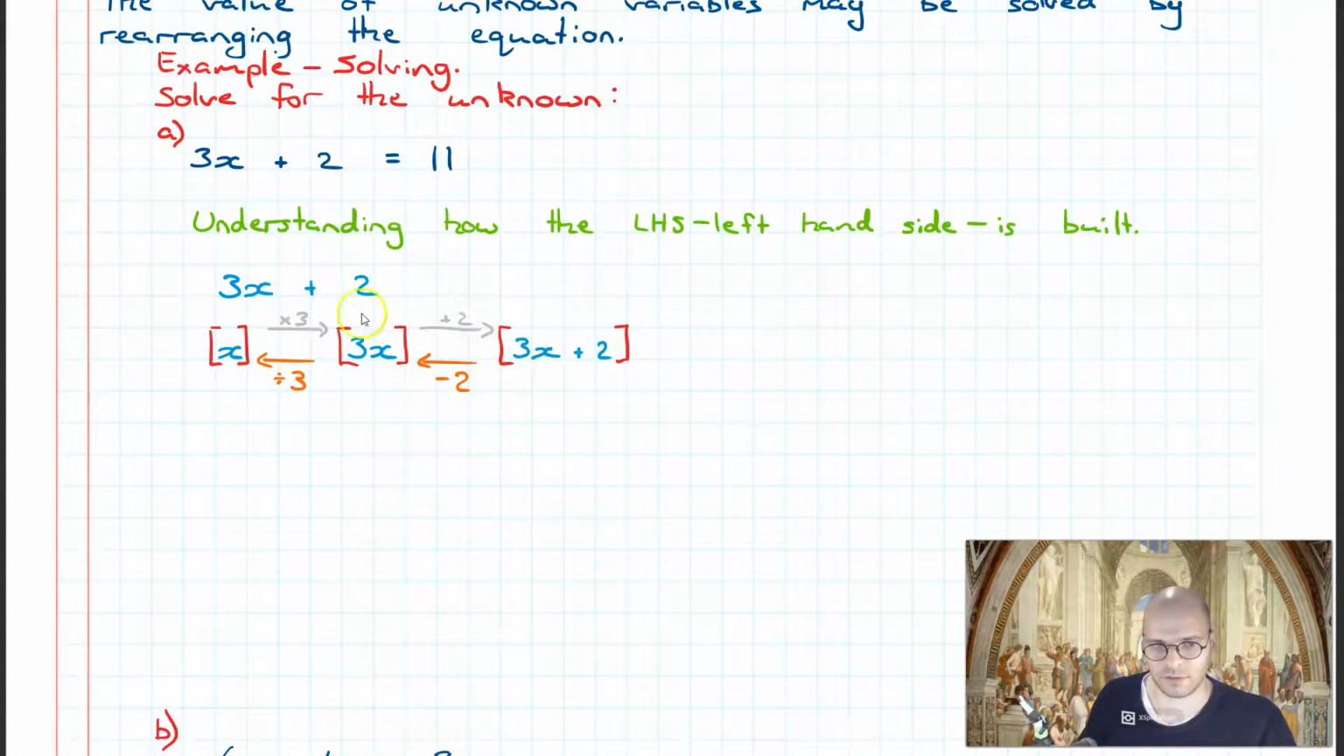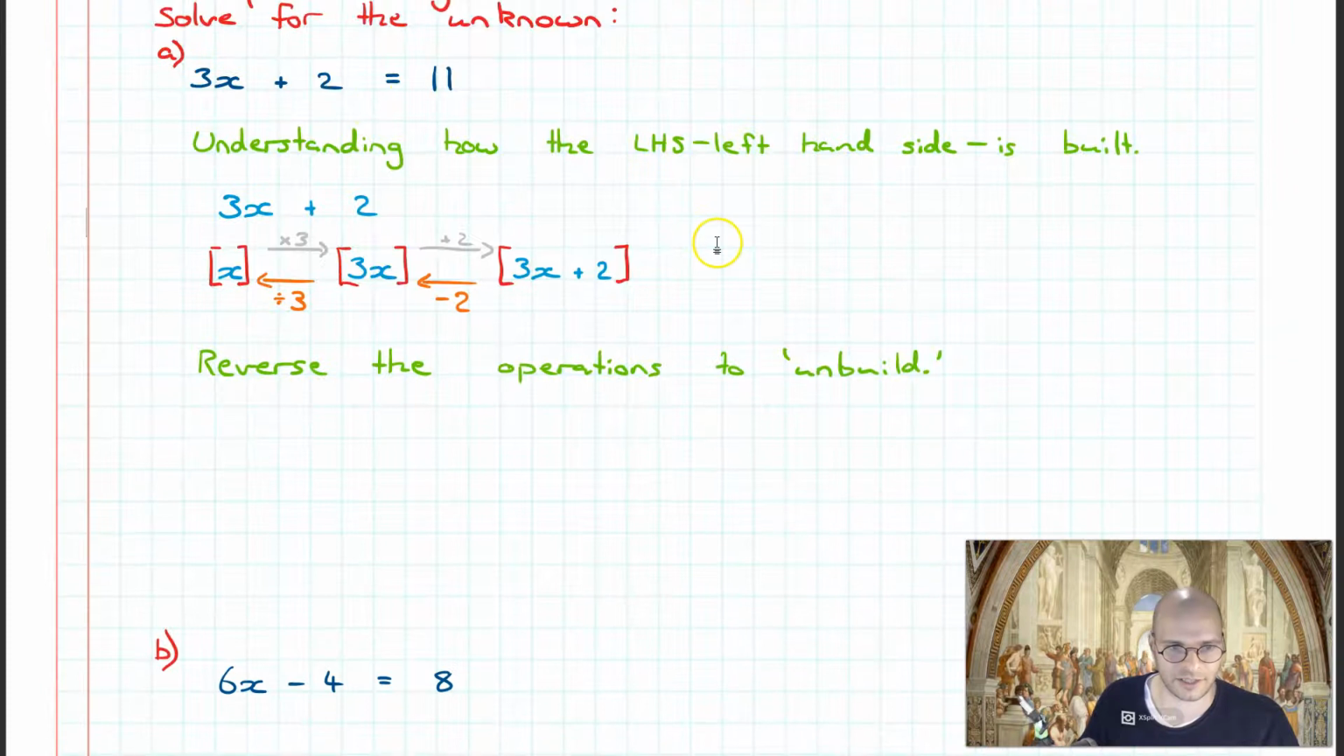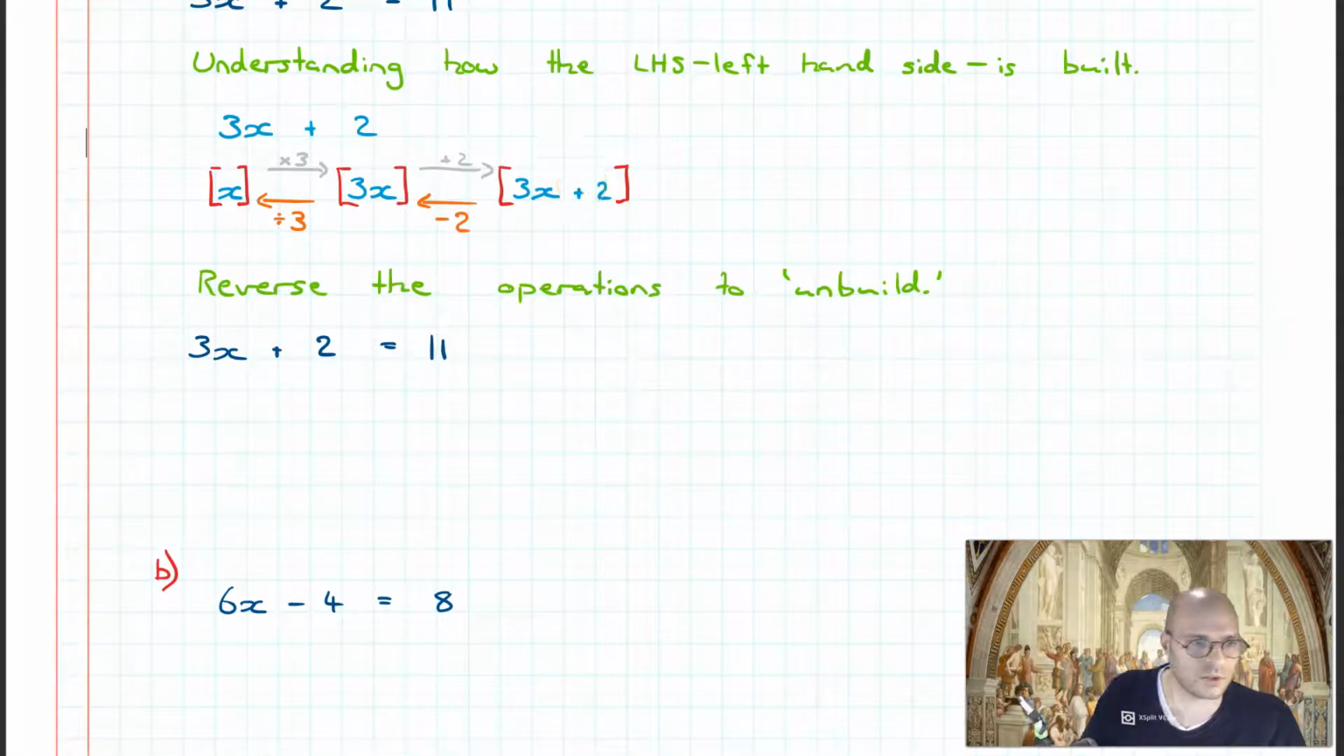Now, using the information gathered from this flowchart over here, I'm going to rearrange this equation such that it's going to be x equals something. Carrying this out, I rewrite my equation again: 3x plus 2 equals 11. And now I'm going to start unwinding everything. I see on my flowchart over here, to change my 3x plus 2 back to 3x, I have to subtract 2. So I'm going to subtract 2 from both sides of the equation.